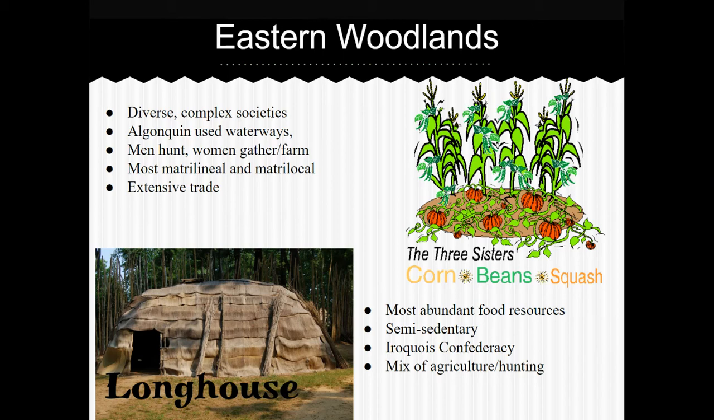Here is a picture of where they would live in the Longhouse, which is a larger settlement where multiple families could potentially live. There is some kind of a structure, and they do join together in what's called the Iroquois Confederacy, which is one of the only organizations of Native Americans that's able to organize fighting back against the Europeans as they come. And I already mentioned the mix of agriculture and hunting.